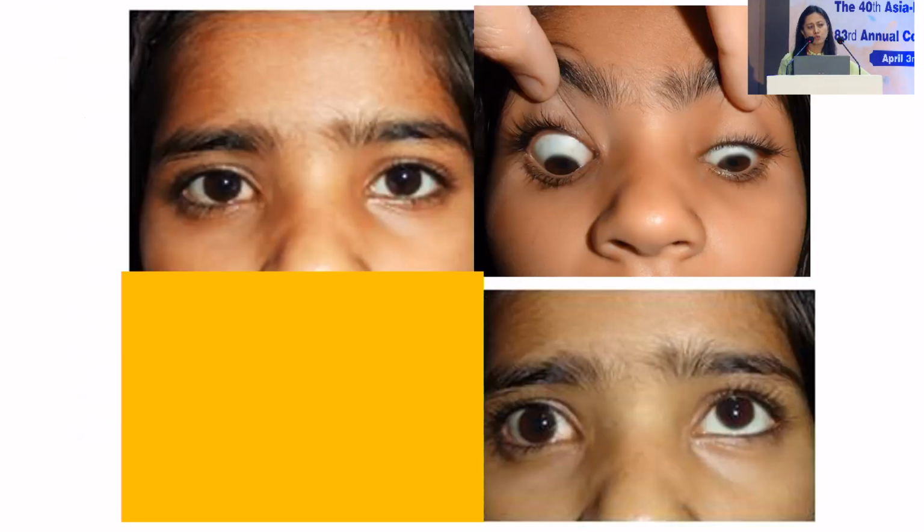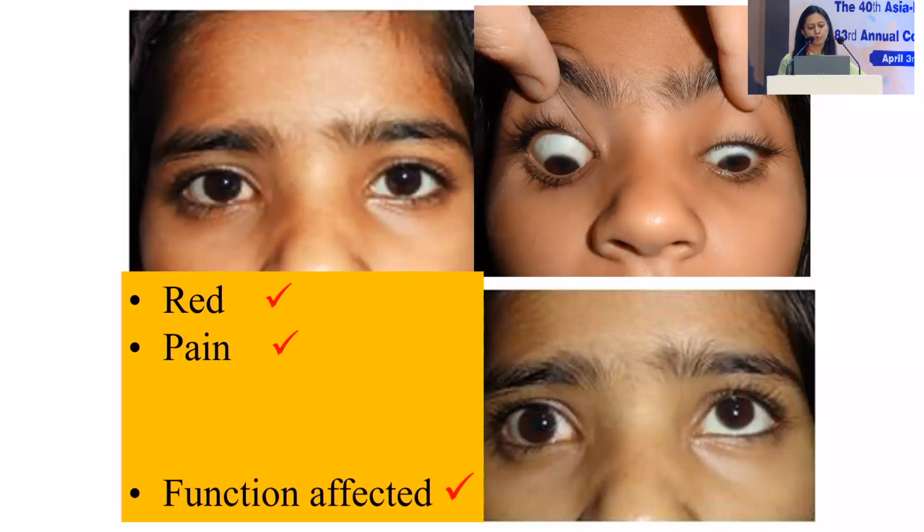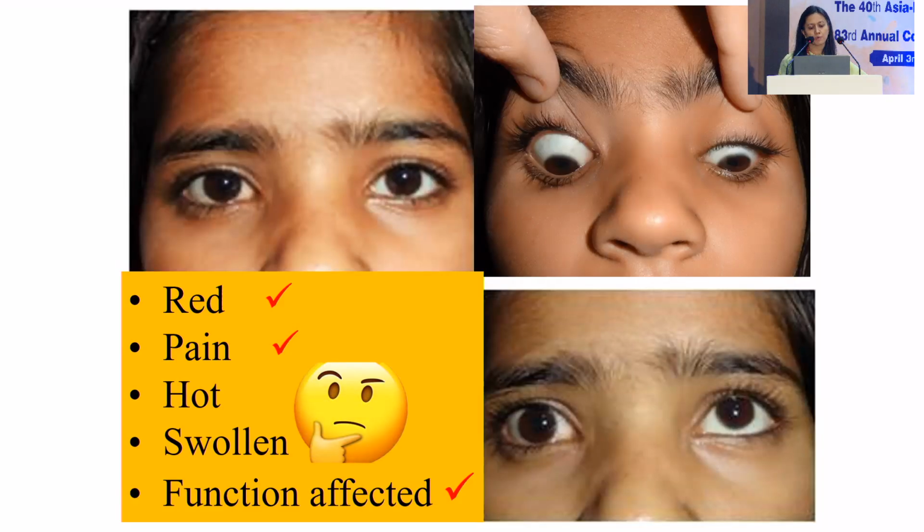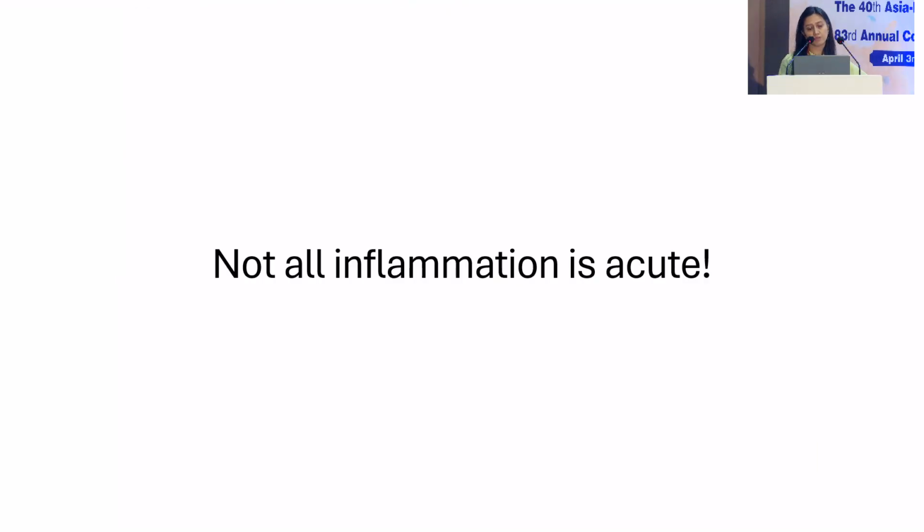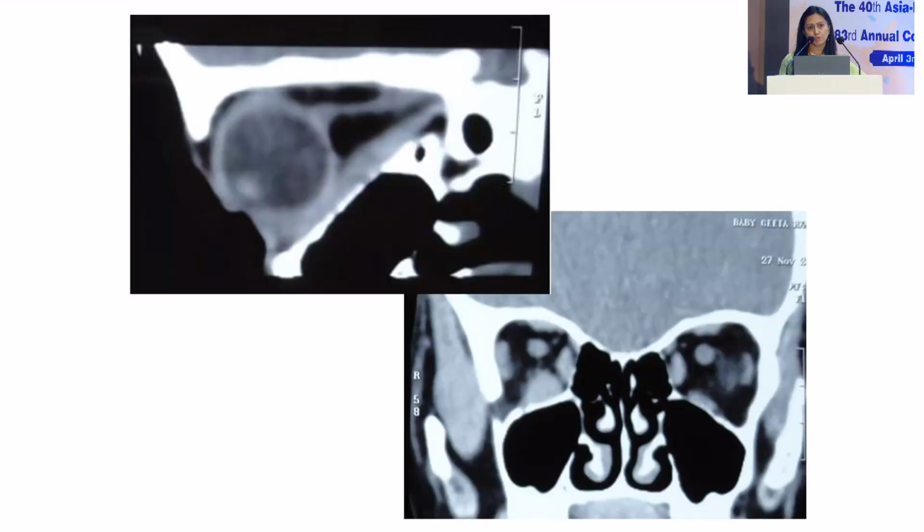This young girl comes with a history where her main complaint was double vision. She has some redness. If you see, there is some congestion of the conjunctiva in the right eye, but what is more striking is the movement restriction. So function is affected, there is some pain, there is redness, but it's not a hot, red, swollen orbit. So she doesn't fit into the signs of typical orbital inflammation. So do we still label it as inflammation? The idea here is to highlight that not all inflammations are acute. There can be subacute presentations.